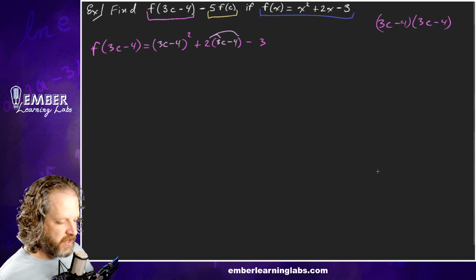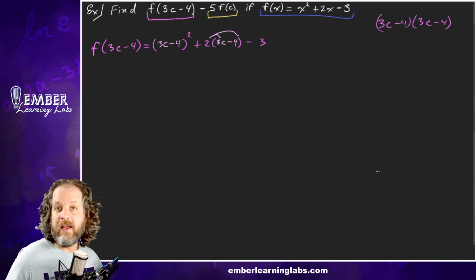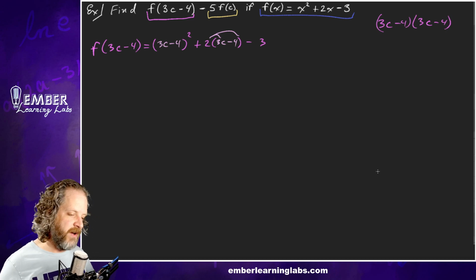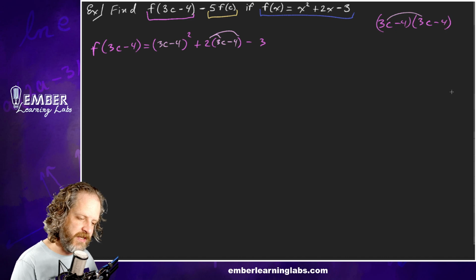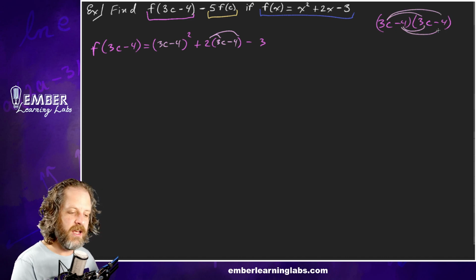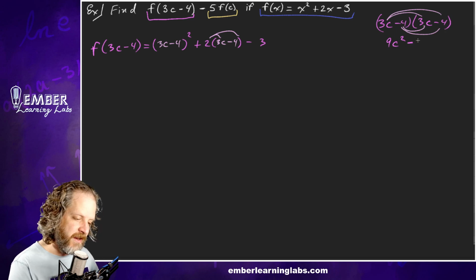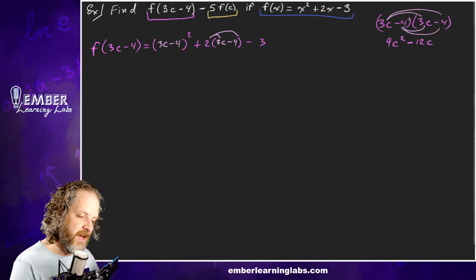We did learn a shortcut. You're welcome to use that shortcut on your work, but I'm going to walk it all the way out just for increased clarity. So 3c times 3c, 3c times negative 4, negative 4 times 3c, negative 4 times negative 4. So 3c times 3c is 9c squared. 3c times negative 4 is negative 12c. Negative 4 times 3c is negative 12c. And then negative 4 times negative 4 is plus 16.